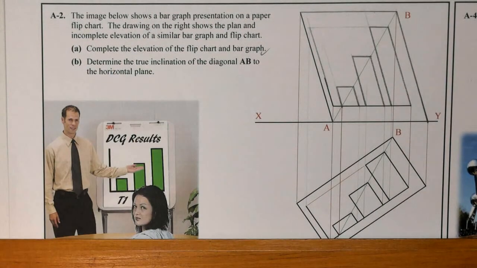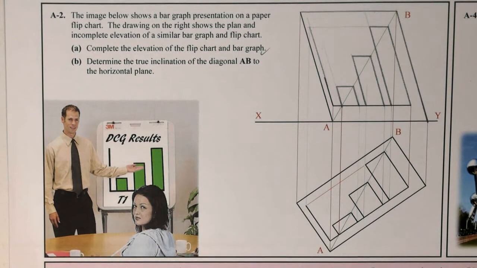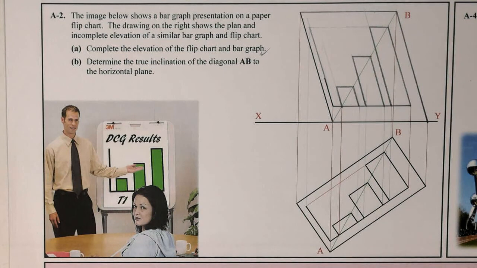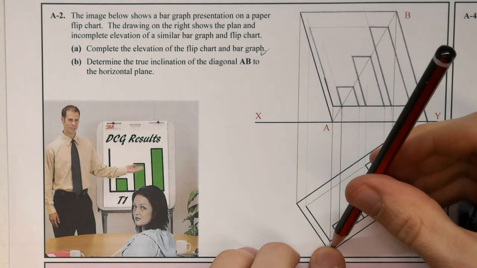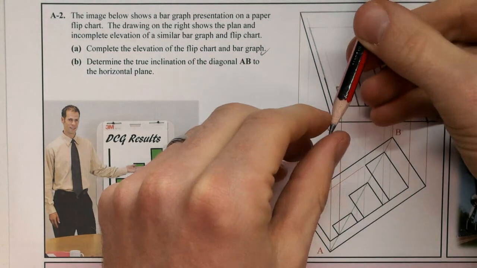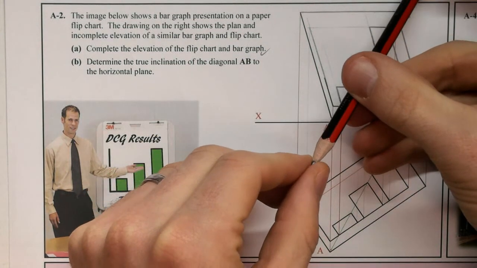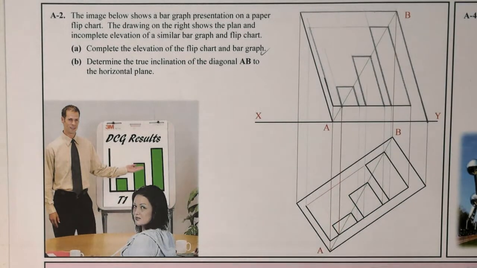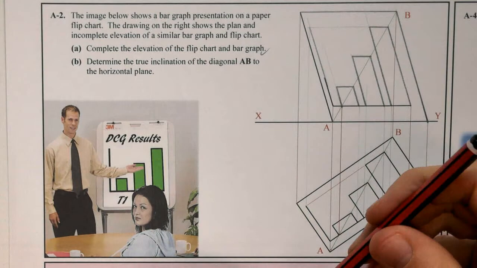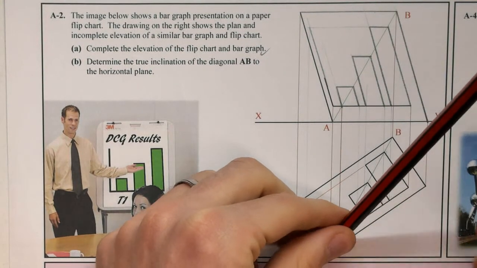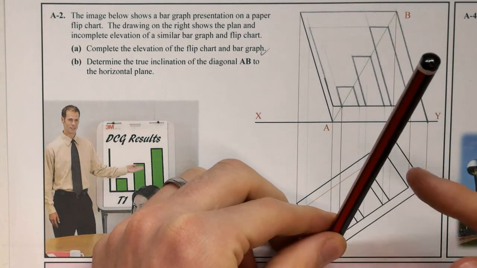Determine the true inclination of the diagonal AB to the horizontal plane. Okay, so we want to find the true angle that this line AB creates with the horizontal plane. So in reality, it's sloping upward here and sloping backward there in elevation. So we want to find that angle.